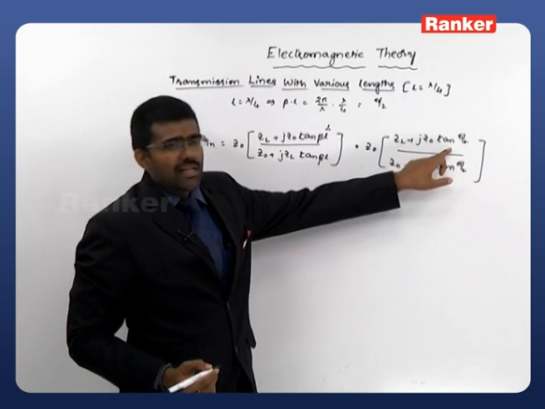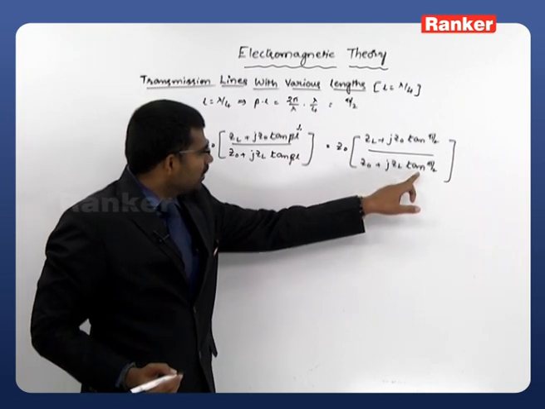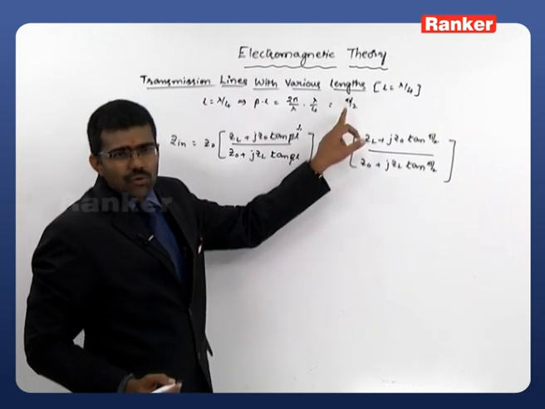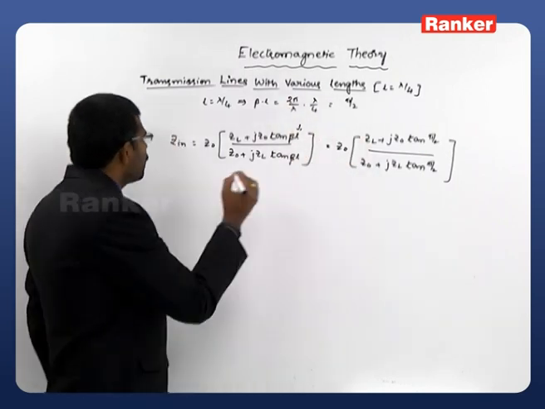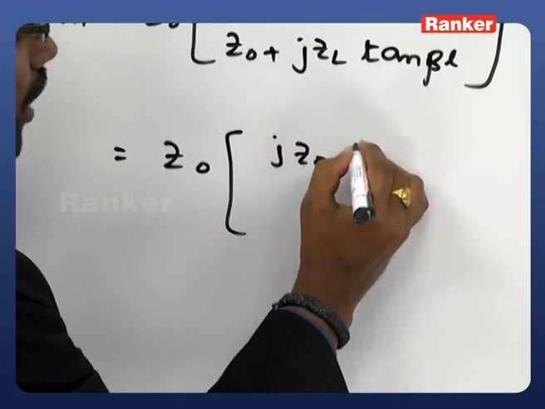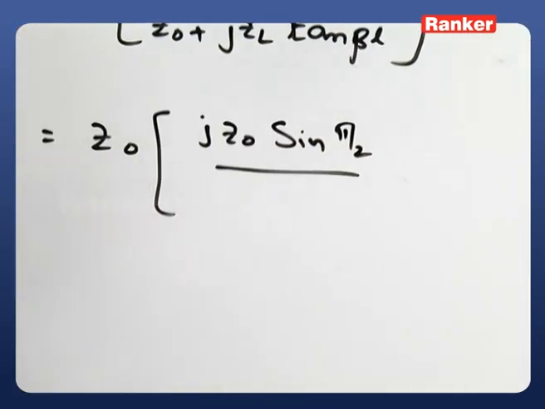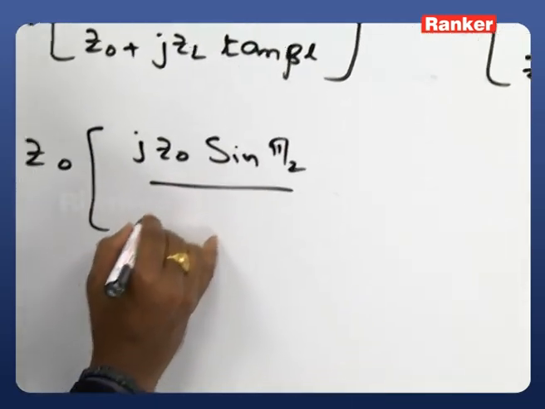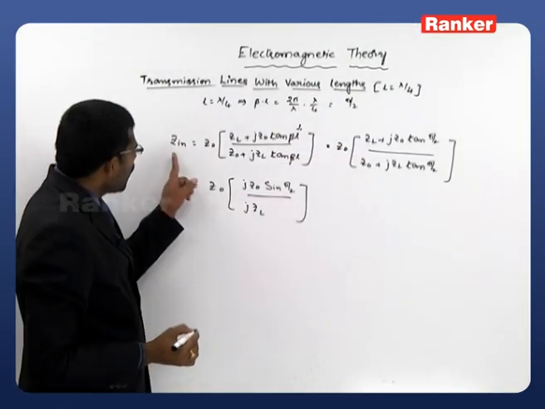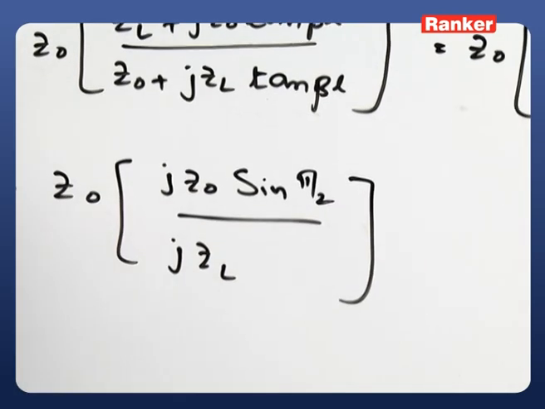So tan pi by 2 can be written as sin pi by 2 by cos pi by 2. Cos pi by 2 comes to this first term, and here also the cos pi by 2 comes to the first term. If you observe this, that cos pi by 2 becomes 0, right? So the term which is left for us after simplification is Z0 into the first term, which now becomes 0, plus jZ0. Sin pi by 2 is 1, no problem. Divided by the first term, which now becomes 0, the term which is left for us is just jZL. So after simplification of this particular term, what you will get is Z0 into jZ0 divided by jZL.